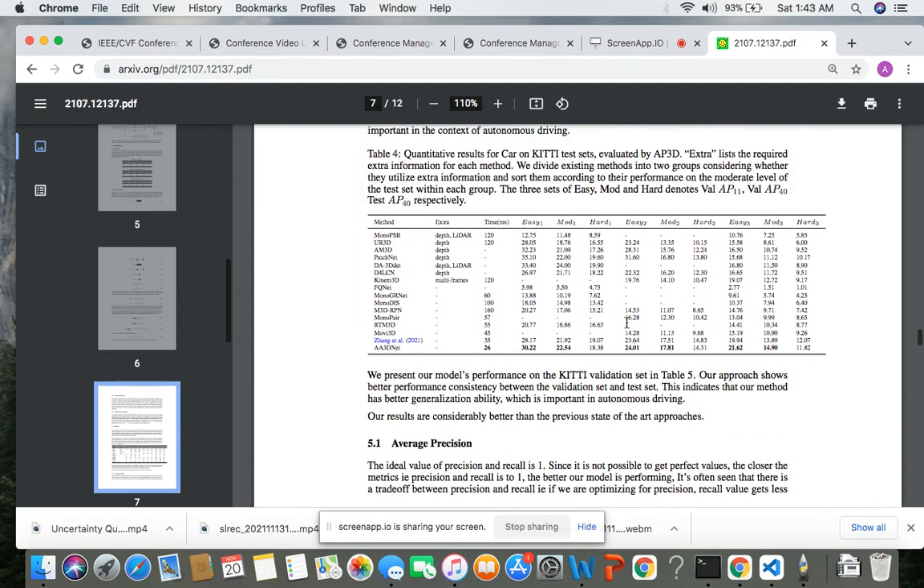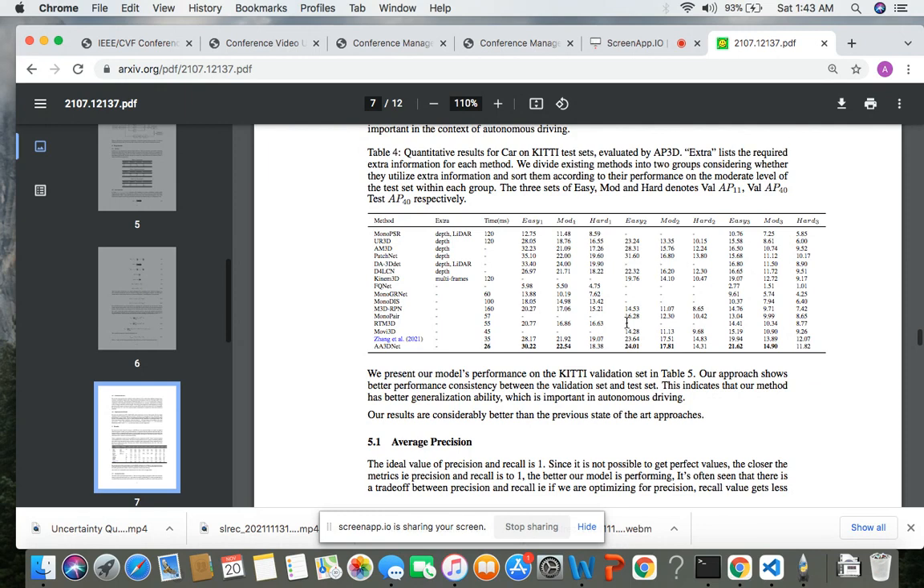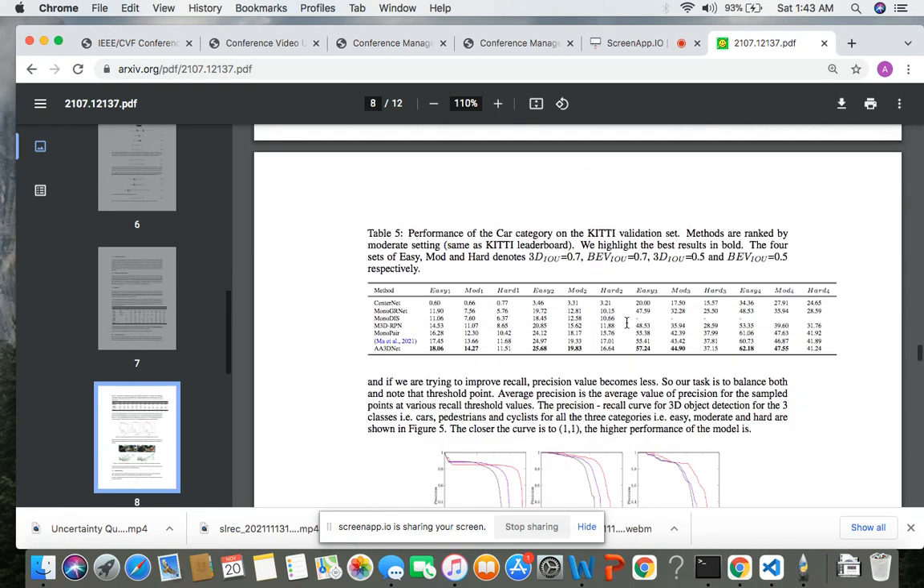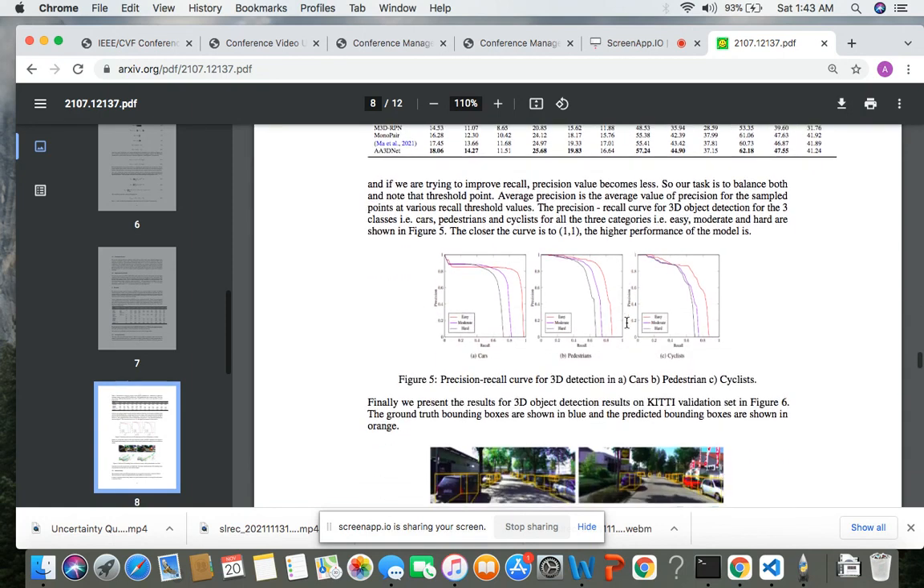So these were the quantitative results for the car on the KITTI validation set. Similarly, we have the performance on pedestrian and cyclist on the KITTI validation set. We compare using different easy, medium, and hard parameter values for the intersection over union metric. In this curve, we present the precision versus recall curve for 3D bounding box detection for each of the three individual classes: car, pedestrian, as well as cyclist.